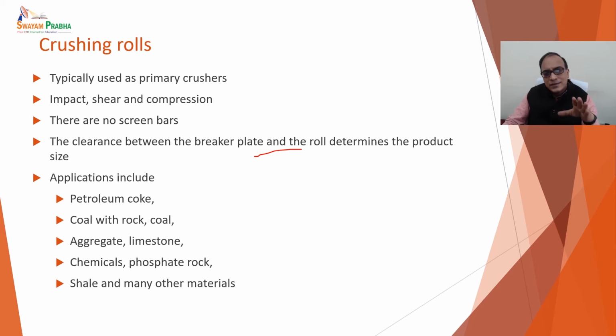You can use this crushing rod or crushing rods like equipment for petroleum coke, coal with raw coal, aggregate, limestone, chemicals, phosphate rock, shale, and many other chemicals.